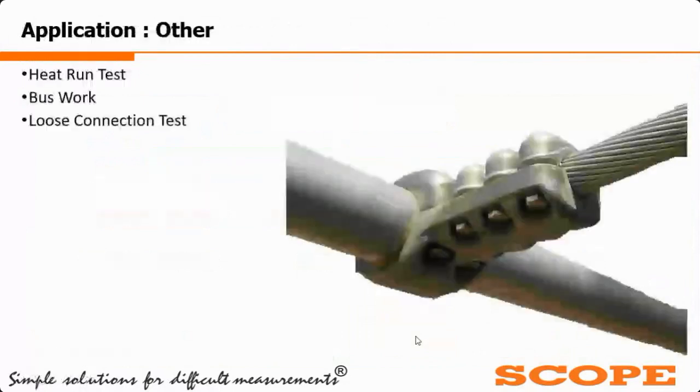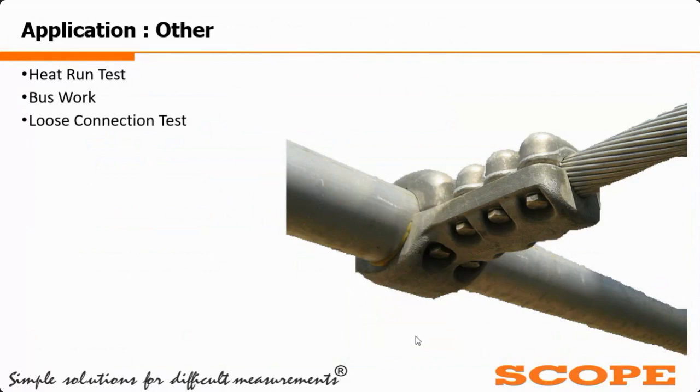Other applications: somewhere we can use the primary current injection test set in heat run testing. The heat run testing is basically a type test, or somewhere we can use this as a factory test. So in the heat run test, what we have to do is inject some current, that is rated current, or some 150% of rated current, in a programmable interval. So in that case, we can use primary current injection testing.